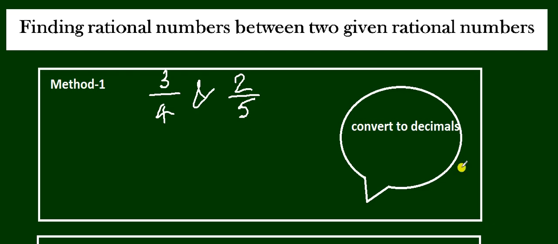So here I have taken the numbers 3 over 4 and 2 over 5. You can have any numbers. I am going to show you my first method. What are we going to do? We are trying to find more rational numbers between these two numbers. As you know, you can have infinite numbers between any two given numbers.